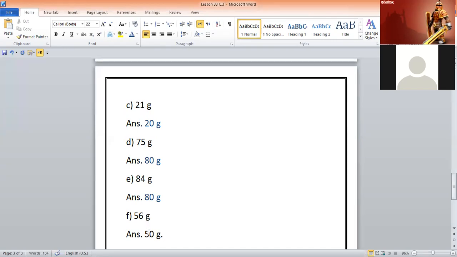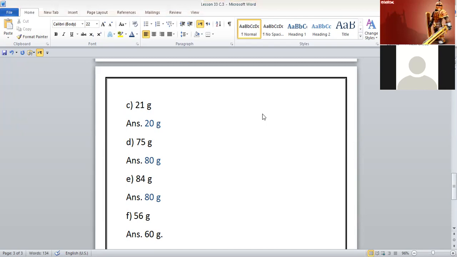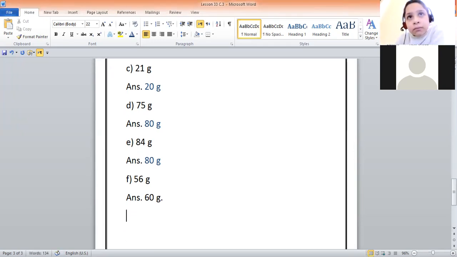That's very good. Exactly. The answer is, guys, 60 gram. Why? Because 6 is bigger than 5. When the number on the ones place is bigger than 5, more than 5, then you will add 1 and the answer will be 0 on the ones place. So this is 60 gram. Now I will write question number 4. Up to here, any problem, guys?